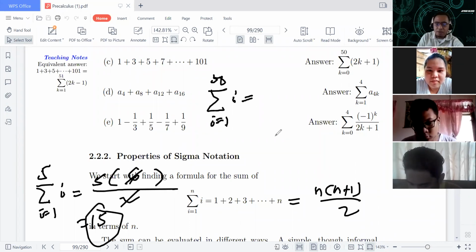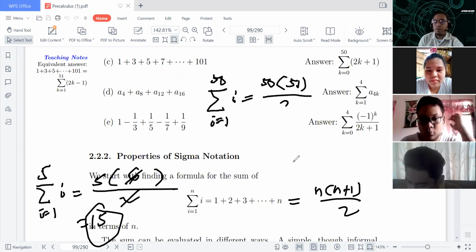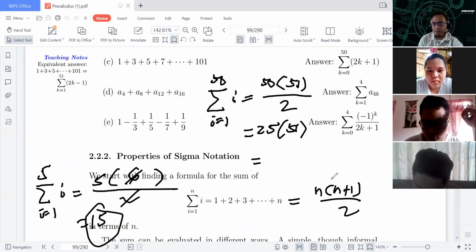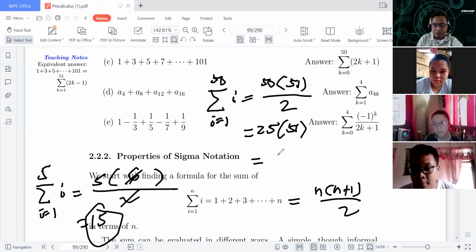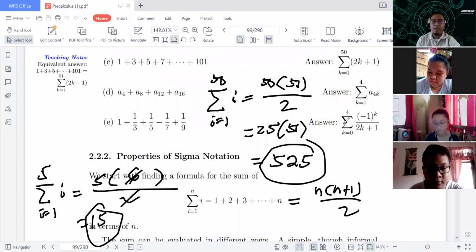So since your n is 50, then you will just follow this formula. So you will have 50 times 51, because n plus 1, right? Over 2. So you divide it, it will be just 25 times 51. Okay? Is it clear? And what is the answer? 25 times 51. 1,275? Okay. That's it.